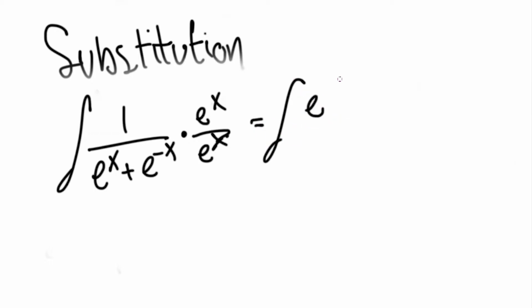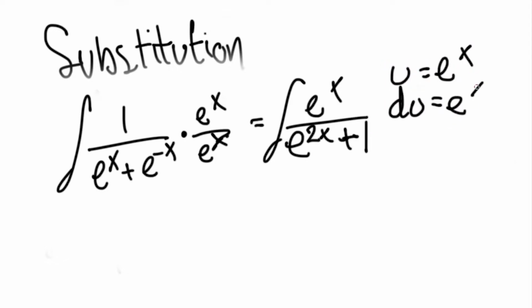And so we'll have e to the x over e to the 2x plus 1, right? e to the x times e to the x is just e to the 2x, and e to the x times e to the negative x is just 1. And now if we subbed in our u equals e to the x, now we can plop a du in here because du is equal to e to the x times dx, and we have that e to the x times dx, right?